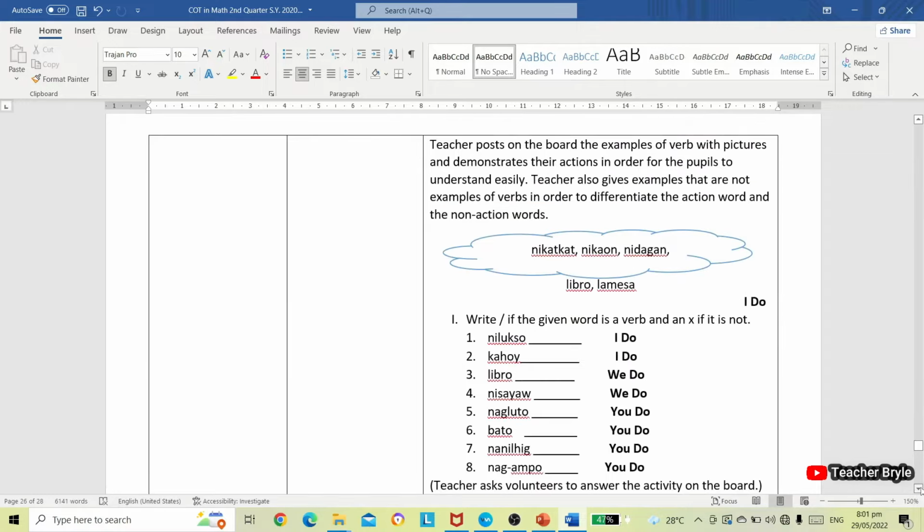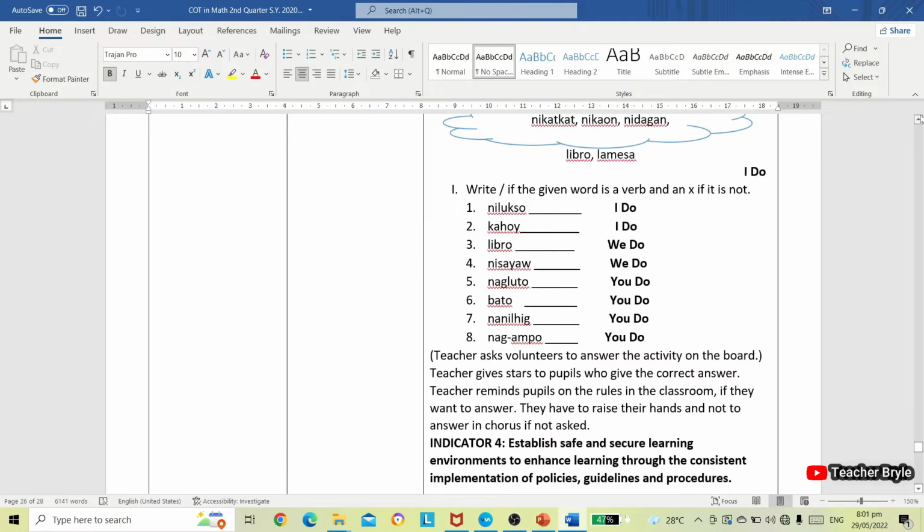Teacher posts on the board the examples of verb with pictures and demonstrates their actions in order for the pupils to understand easily. Teacher also gives examples that are not examples of verbs in order to differentiate the action word and the non-action words. Teacher asks volunteers to answer the activity on the board. Teacher gives stars to pupils who give the correct answer.